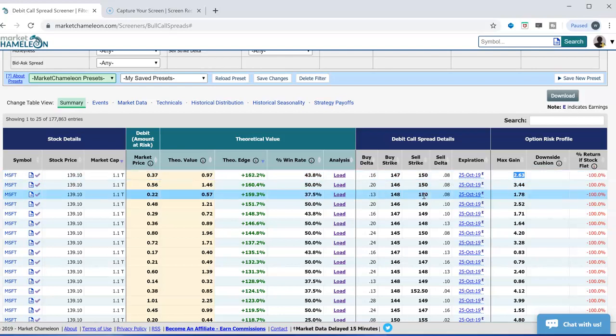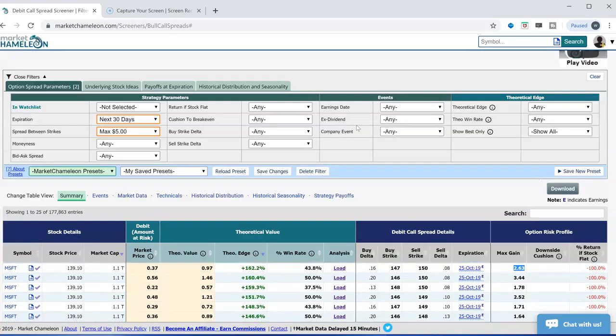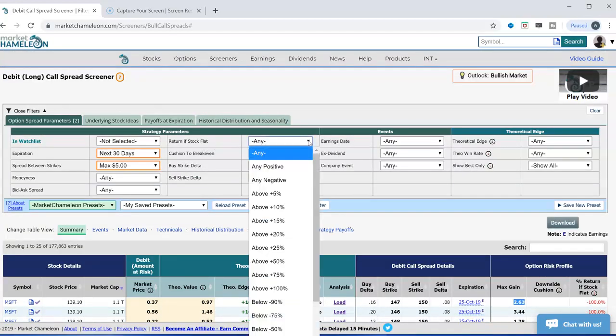That's your gain. So I'm going to first do a general scan, and then we're going to use a filter that's going to find us the best, either by edge, by win rate, or maybe the return if the stock is flat. So for example, let's take a look at what if the stock is flat and we just want a positive return.